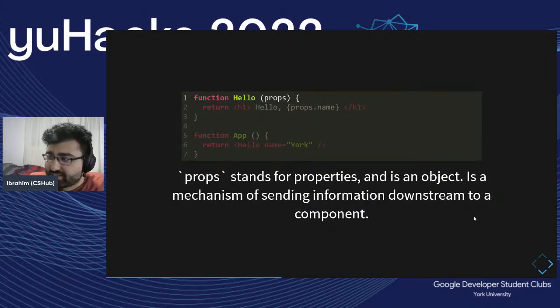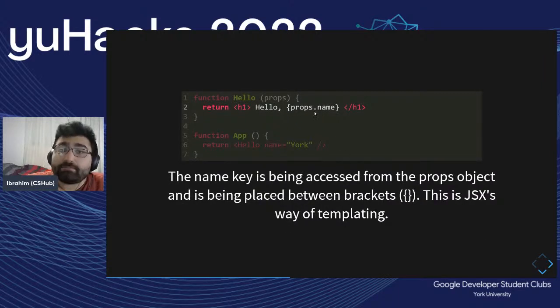So props stands for properties, and properties is an object, and it's a mechanism for sending information downstream to a component, or in this case, a function. And as can be observed, we are accessing the name key, and we're putting it around these curly brackets. And this is just React's way of templating data inside these HTML tags. And remember, this is also part of JSX, JavaScript Extended.